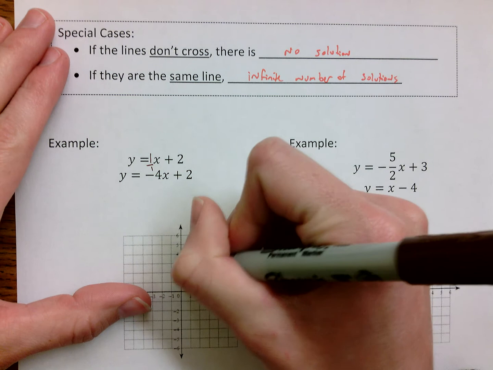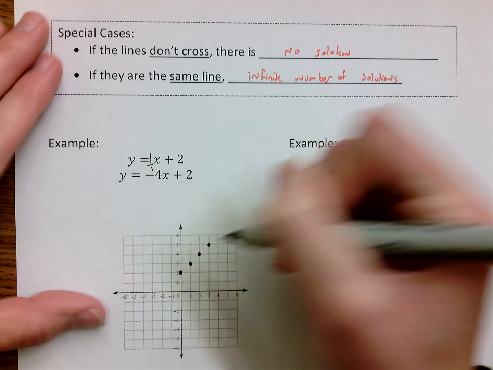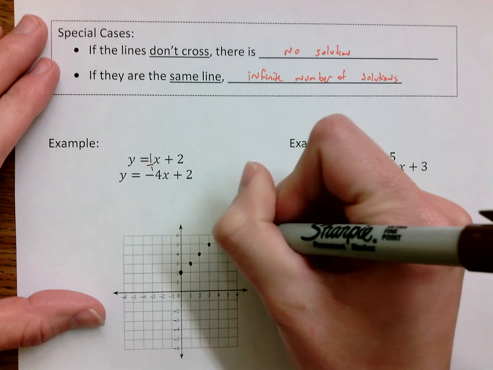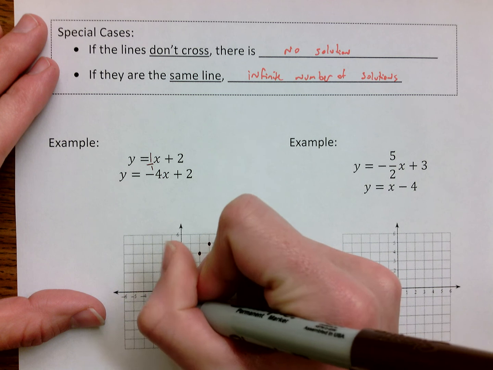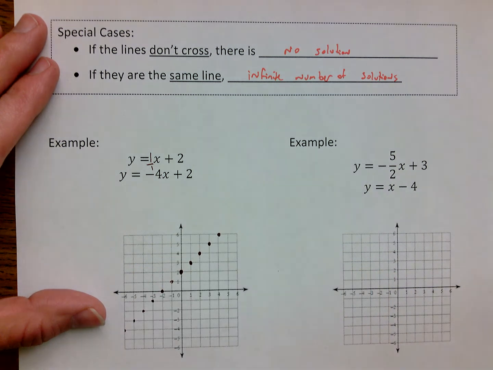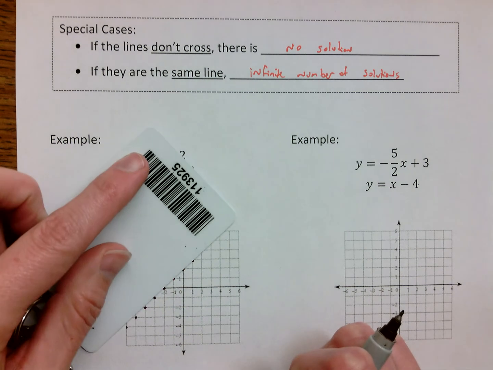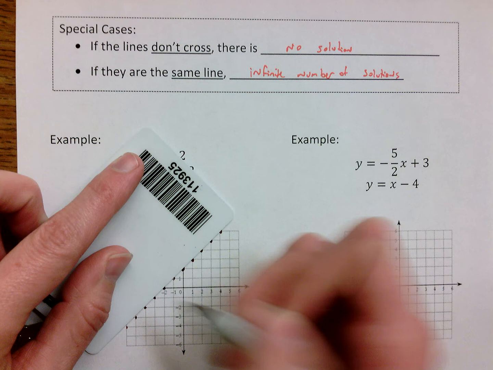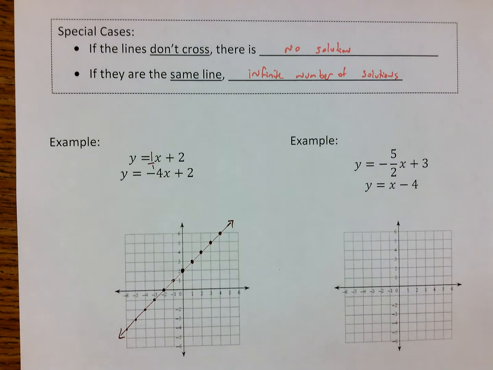So from this point, I'm going to go up 1 over 1, up 1 over 1, up 1 over 1. You want to make sure that you give yourself a lot of points because we're going to try to find the spot where the 2 lines cross each other, and the more points that you have, the easier that will be. Then I'm going to draw my line. ID cards work great for making straight lines. There we go. So there's my first equation.